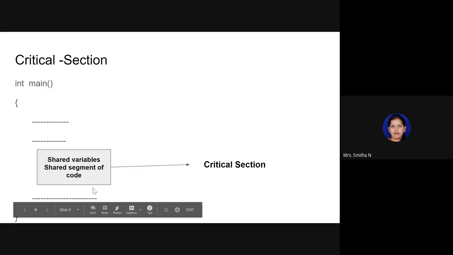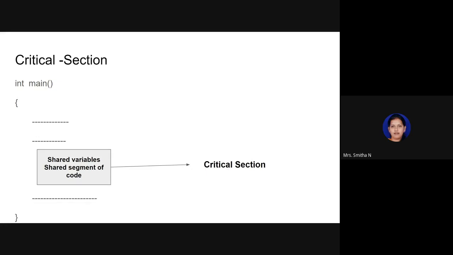That set of instructions or code segment which is shared among the cooperative processes is called the critical section. That segment could have a shared variable, or it could have some reading and writing of a file. That segment which is shared among all the processes is called the critical section. In your big program, you have a small set of code which is shared among many processes in your system. That code is called the critical section.